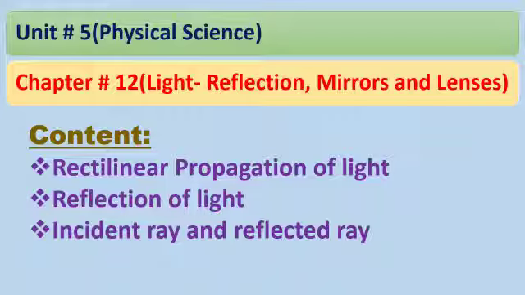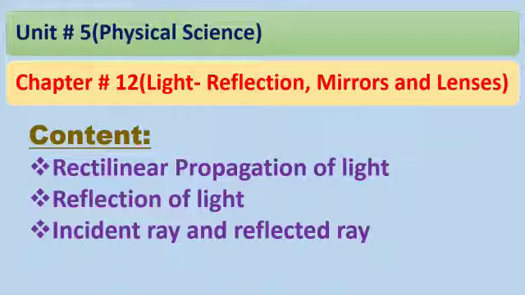Then incidence ray and reflected ray. An incidence ray is a ray that strikes any smooth shiny surface, and a reflected ray is a ray that is bounced back after striking any smooth shiny surface. This one is called a reflected ray.